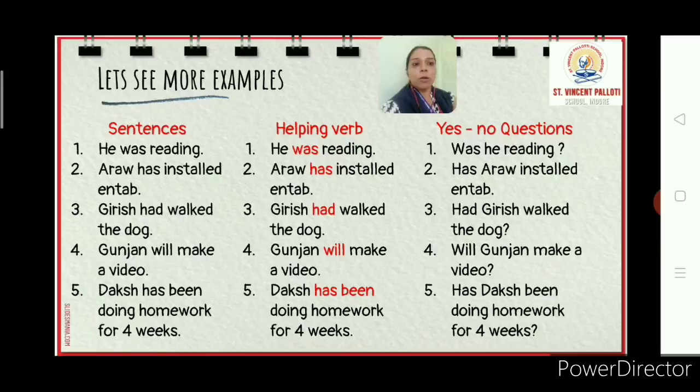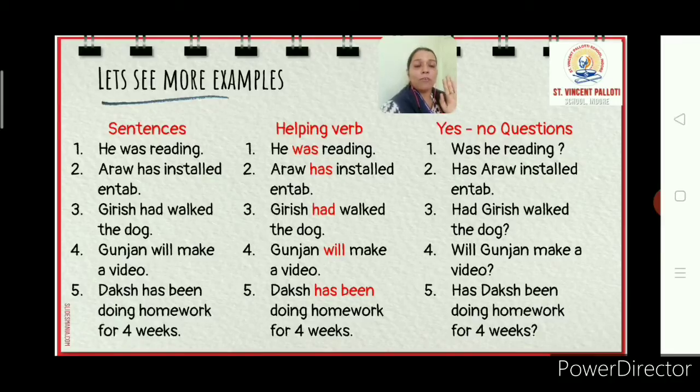So will Gunjan make a video? Then Daksh has been doing homework for 4 weeks. That is present perfect continuous tense. That's why "has been" is there. "Has been" is the helping verb here. And what action is going on? Doing. He is doing his homework. So that "doing" is what? Main verb, but we don't need to do anything with the main verb. I'm just telling you. So "has been" is the helping verb here.